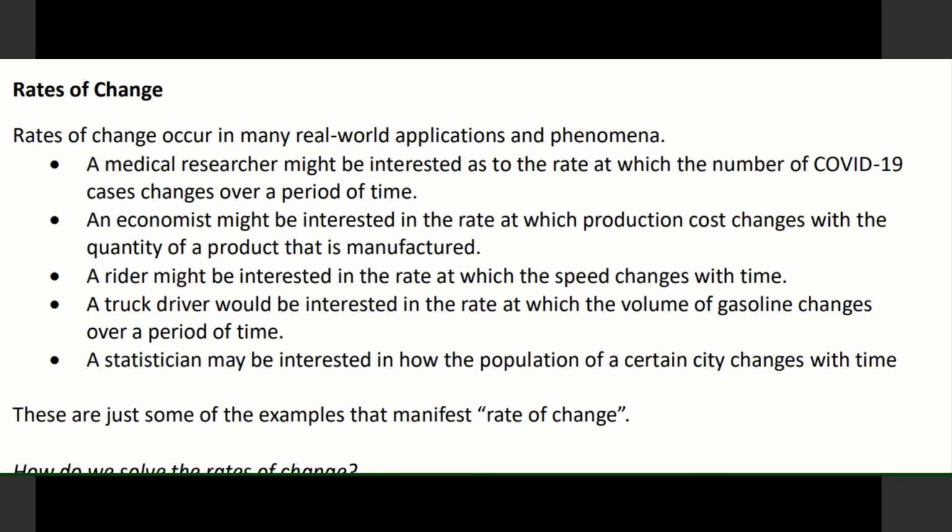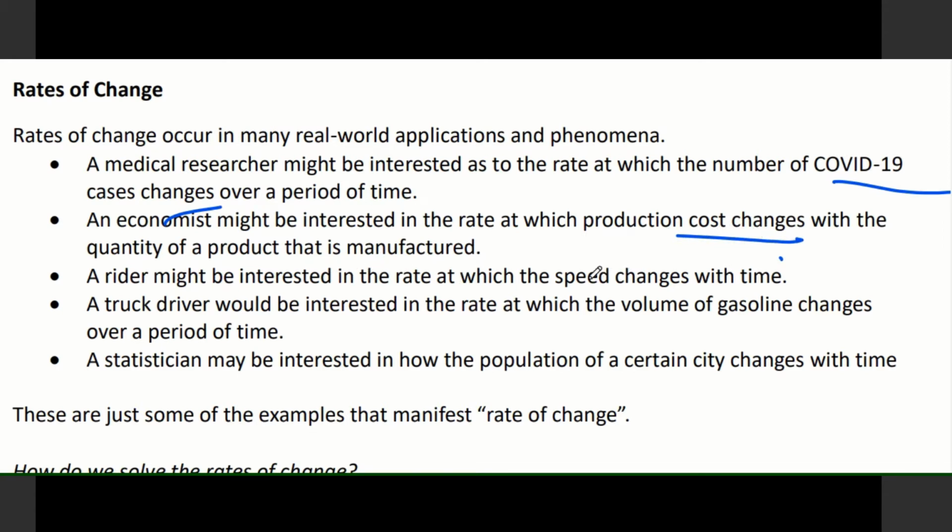So when we say rates of change, it occurs in many different world applications and phenomena. One of them is, very timely, because you would like to know the rate of change in the number of COVID-19 cases each period of time. And economists also would be interested in the changes of the production cost.